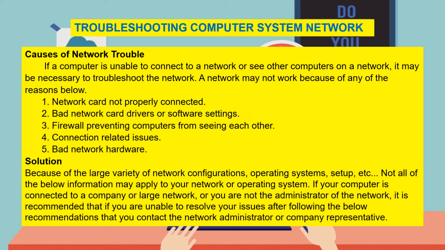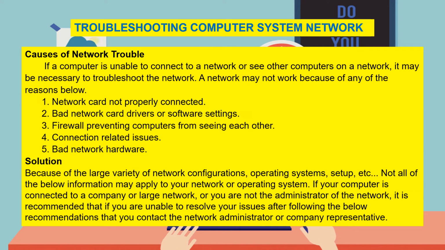Troubleshooting computer system network. Causes of network trouble. If a computer is unable to connect to a network or see other computers on a network, it may be necessary to troubleshoot the network. A network may not work because of any of the reasons below. Number 1. Network card not properly connected. Number 2. Bad network card drivers or software settings. Number 3. Firewall preventing computers from seeing each other. Number 4. Connection-related issues.